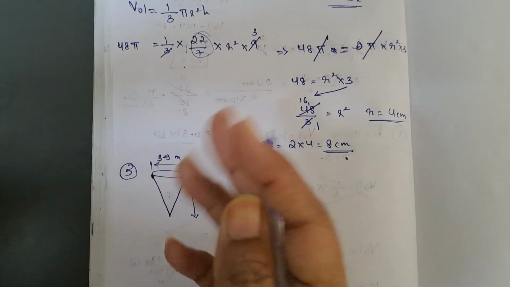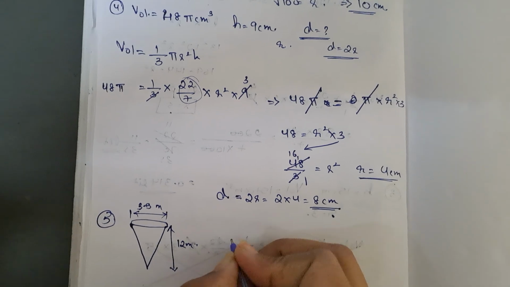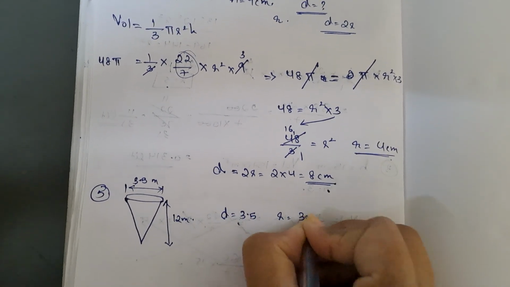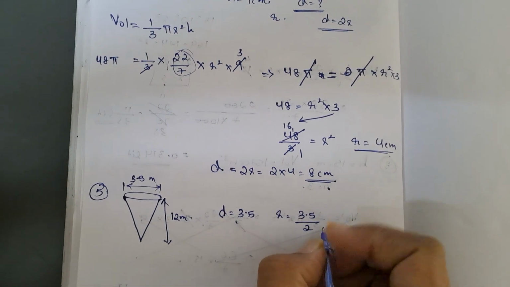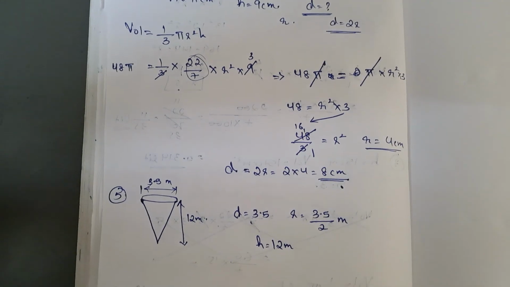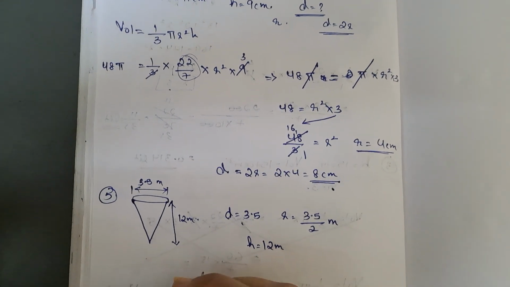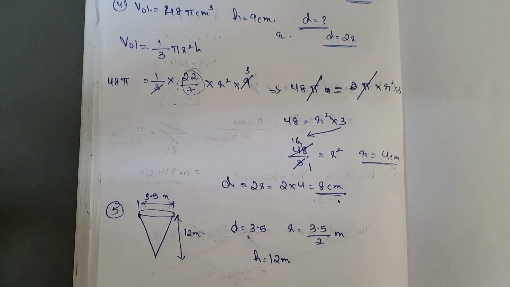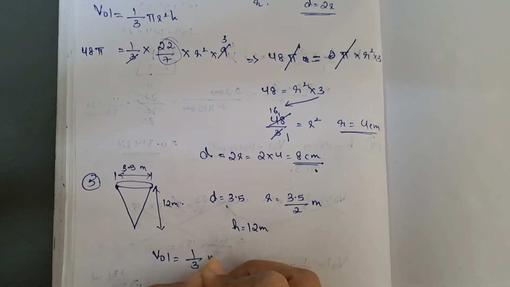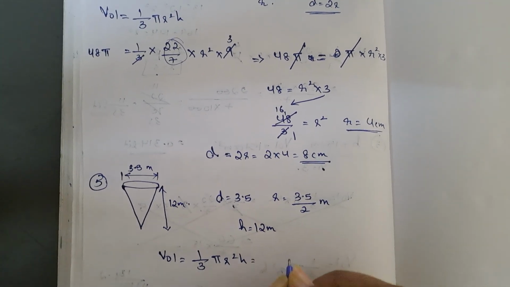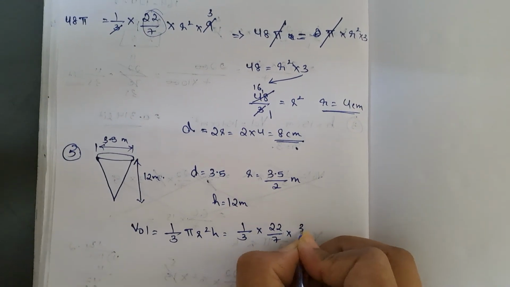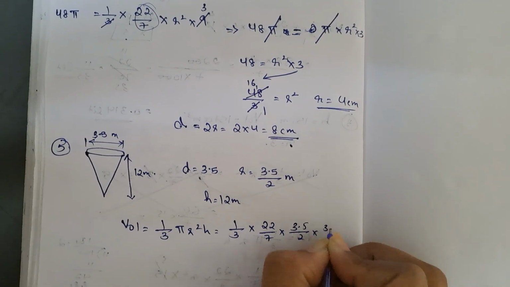Okay, capacity, again volume. So first diameter is 3.5, the radius would be 3.5 upon 2. I'm making half of it. H is given to me as 12 meters. This is all in meters. Okay. So let's put it down and simplify it. Volume is what I need to find. 1 by 3 pi r square h is the formula. So 1 by 3 times of 22 upon 7 into 3.5 by 2 into 3.5 by 2 into 12.